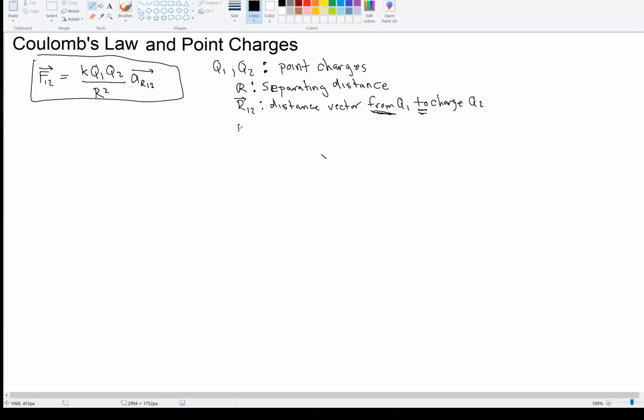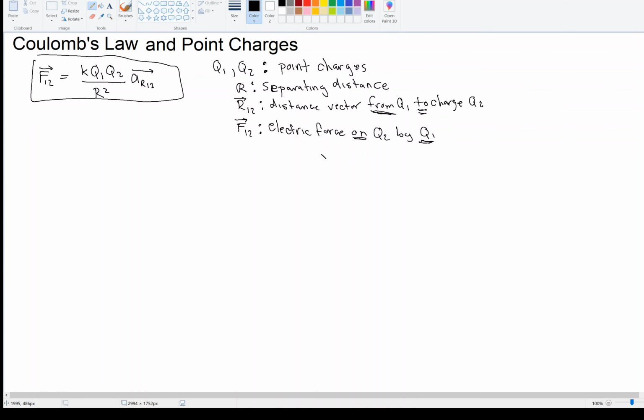So let me back up. A subscript R12 would be a unit vector in this direction. F12 is the electric force on, and getting that is crucial, on Q2 by Q1.